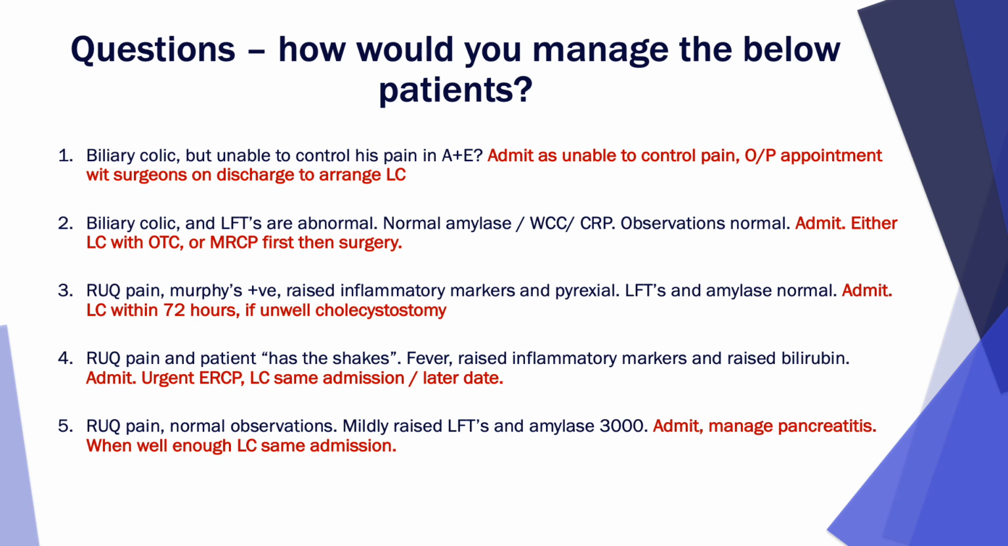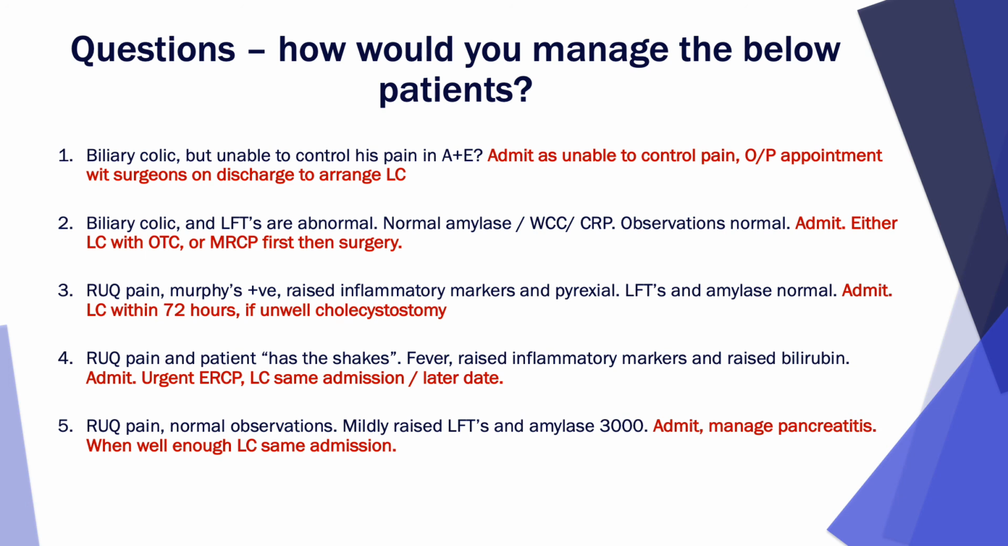Question number 4, so we have a patient with right upper quadrant pain and they're saying they've got the shakes. They also have a fever with raised inflammatory markers. So here we're suspecting cholangitis. So we'd admit and they need an urgent ERCP, and then once they're better, ideally a lap chole on the same admission or at a later date.